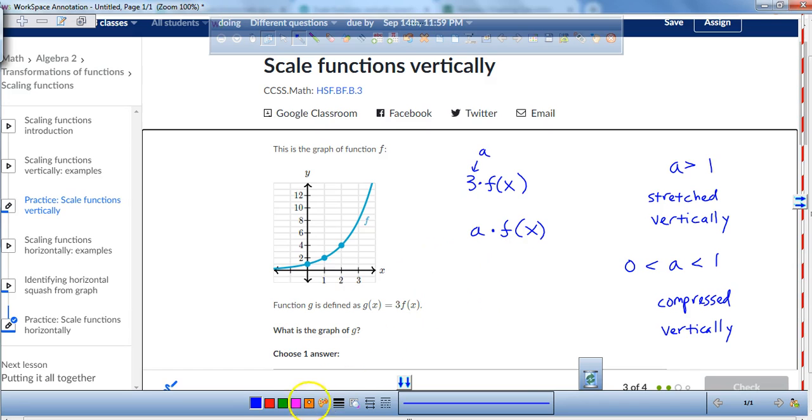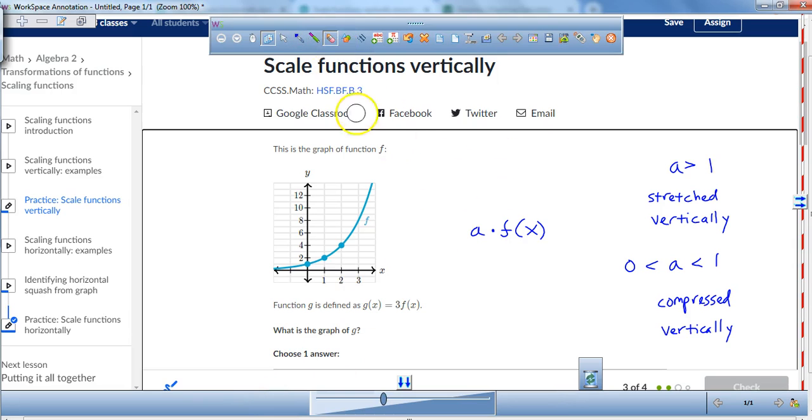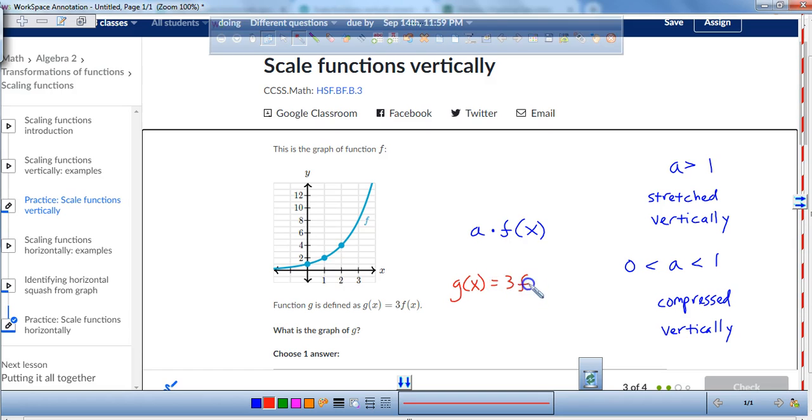So if g of x is equal to 3 times f of x, I'm going to go ahead and erase this and put g of x in red. I'm just looking at the y values. So here's my y value right there, it's at a 4. Then I have a y value right here, which is at a 2. And I have a y value right here, which is at a 1.